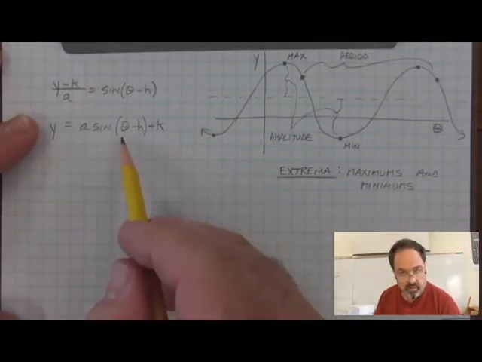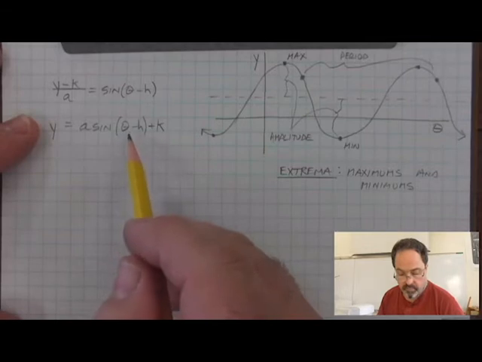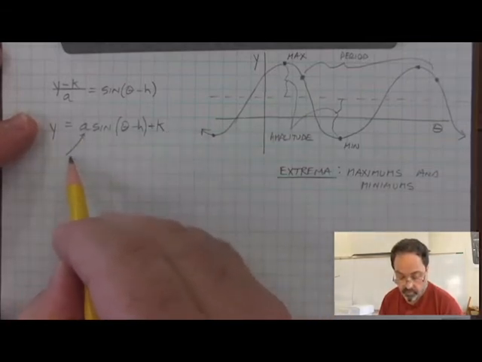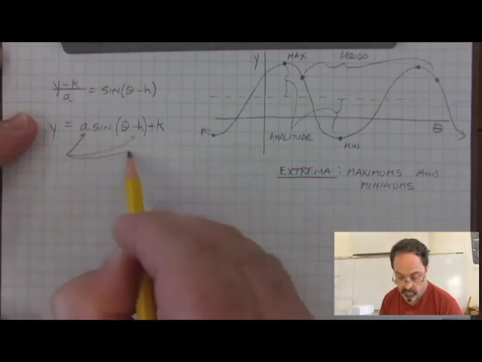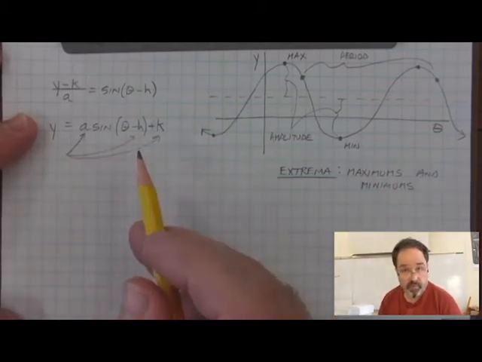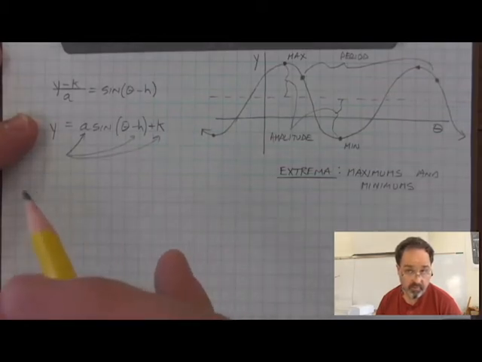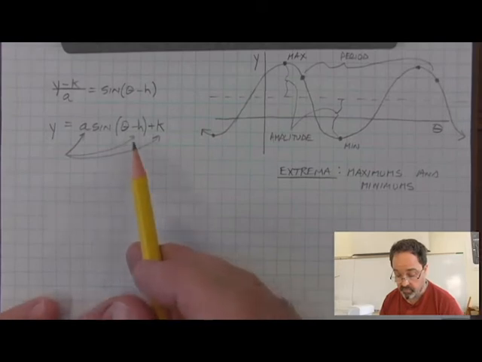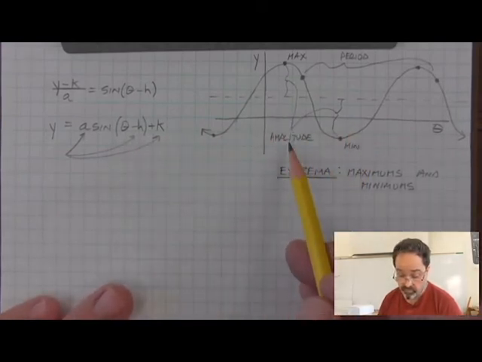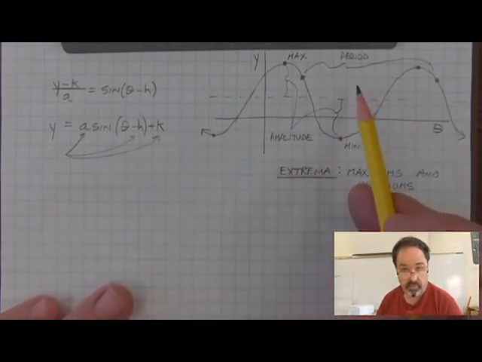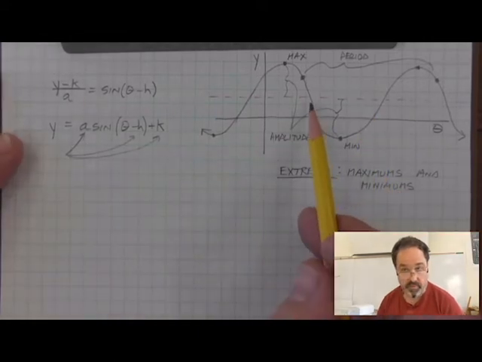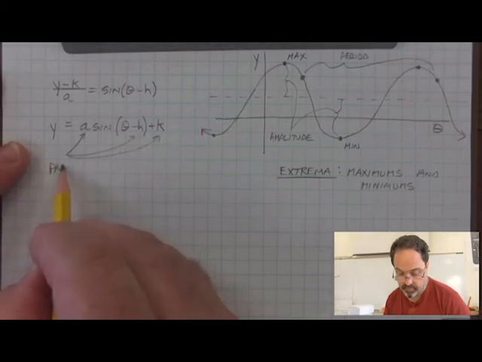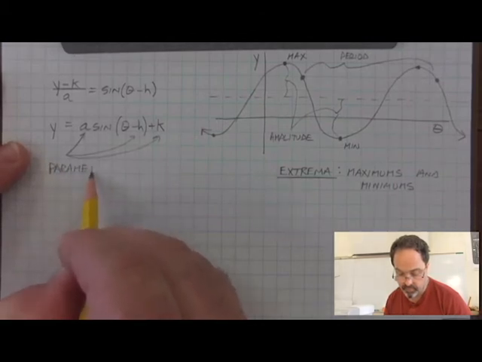If y and theta are the true variables of this equation, the other letters are what we call the equation's parameters. The parameters are what modify the parent version of this equation. And if we modify the parent version, we get different values for the extrema, the amplitude, the period, and the location of the midline. a, h, and k are called parameters.